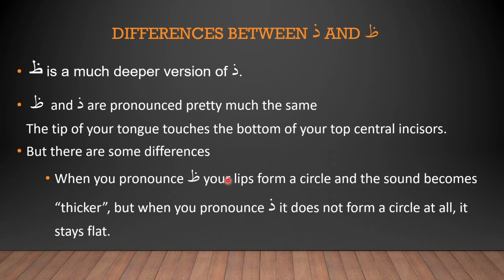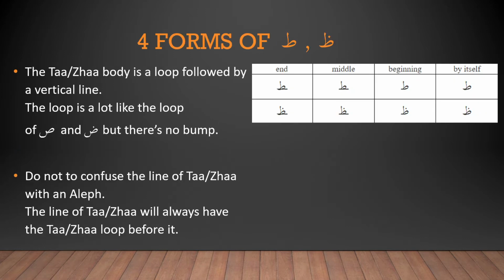Even though they both are pronounced from the same part of the mouth, they have a different way of pronouncing. This one is thicker and this one is flat. Zha, zal. And zay comes from a completely different part of the mouth. It comes from much farther back, your tongue is not so much in front. It comes from behind, okay? Zay, Zha, zal. Alright? Okay, now let's look at the four forms of Taa and Zhaa.